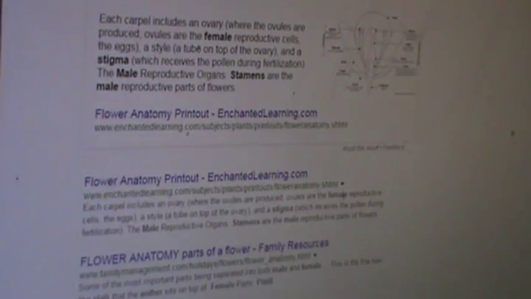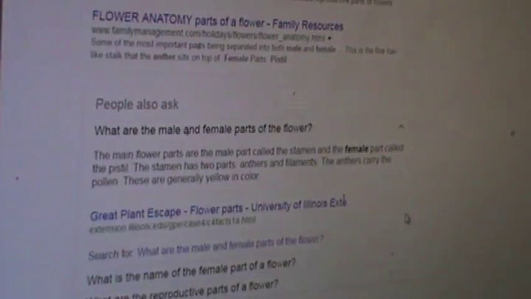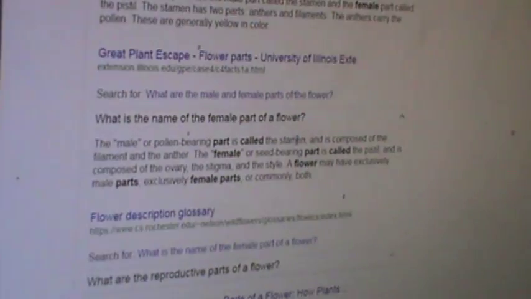Alright, the gematria continues in flower parts. Amazing. So, correct, the female part is called the pistil. Stamen. And the female part called the pistil. Right, because that's why it's connected to the ovary. The anthers carry the pollen. These are generally yellow in color. The pollen-bearing part is called the stamen.